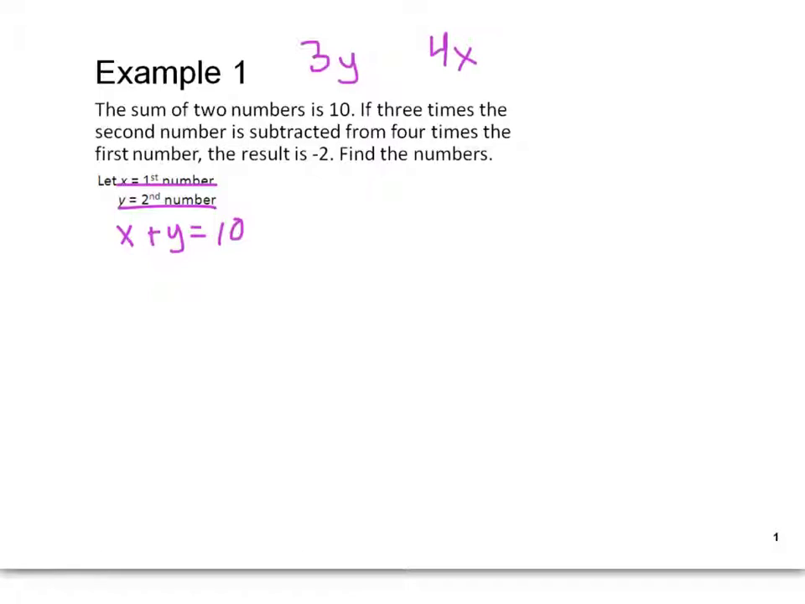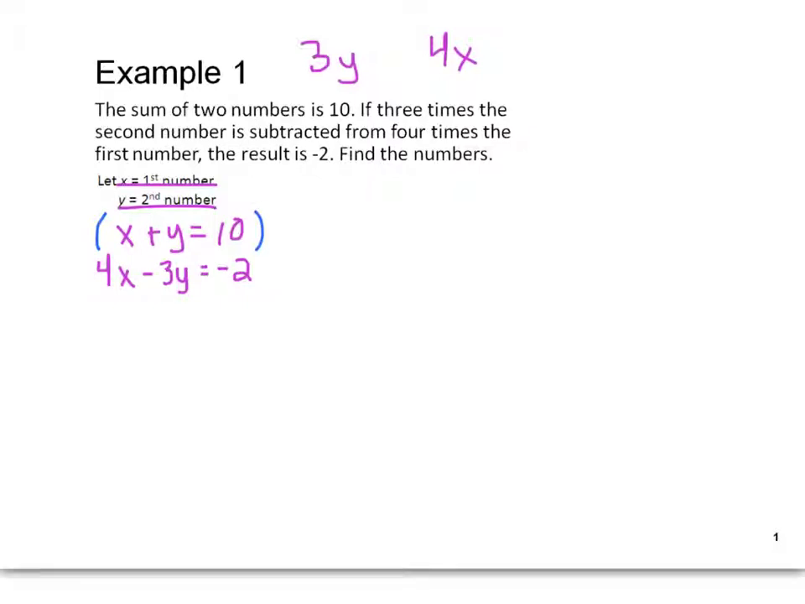Well, if we're taking 3 times the second number and subtracting from 4 times the first number, we actually need to switch those around and make this 4x minus 3y equals negative 2. So, now I can solve this using substitution or elimination. You could solve it with graphing as well, but I wouldn't recommend it. Substitution or elimination would be easier.